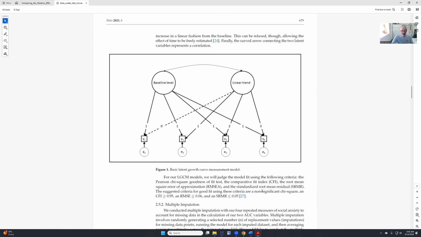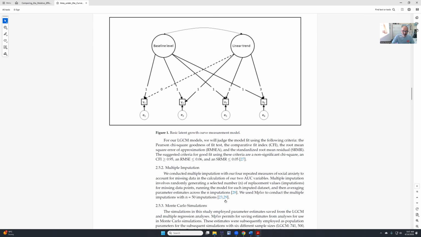And like we did with other structural equation models, we judge them using fit indices. We use basically the same ones. We use the CFI, the root mean square error of approximation, and a couple others. And the same criteria apply as they did with structural equation modeling. Okay, so we'll talk a little bit more about this.